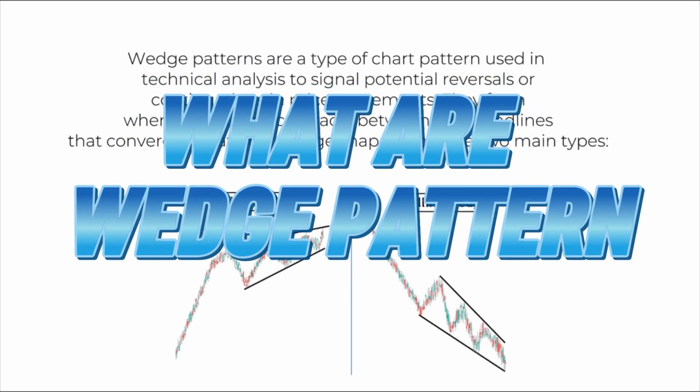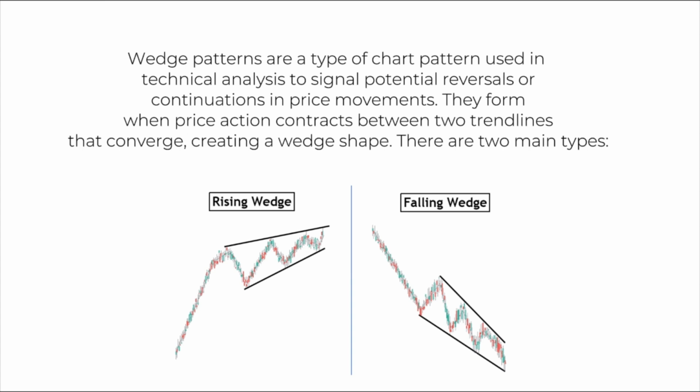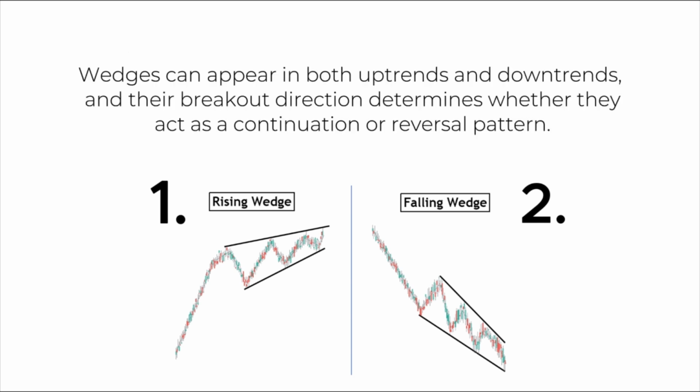What are wedge patterns? Wedge patterns are a type of chart pattern used in technical analysis to signal potential reversals or continuations in price movements. They form when price action contracts between two trend lines that converge, creating a wedge shape. There are two main types. 1. Rising wedge, a bearish pattern that slopes upward and typically signals a reversal to the downside. 2. Falling wedge, a bullish pattern that slopes downward and usually signals a reversal to the upside. Wedges can appear in both uptrends and downtrends, and their breakout direction determines whether they act as a continuation or reversal pattern.